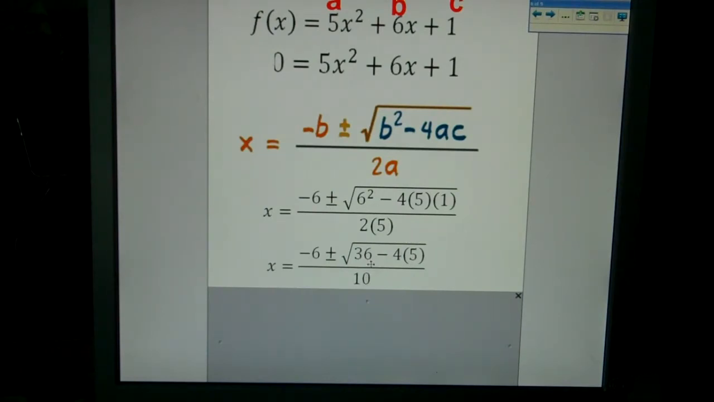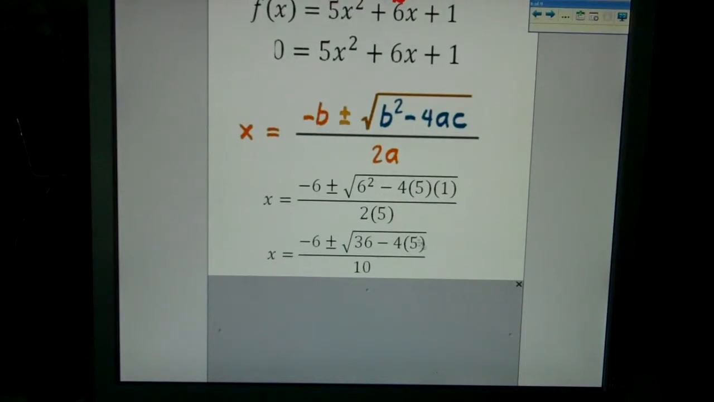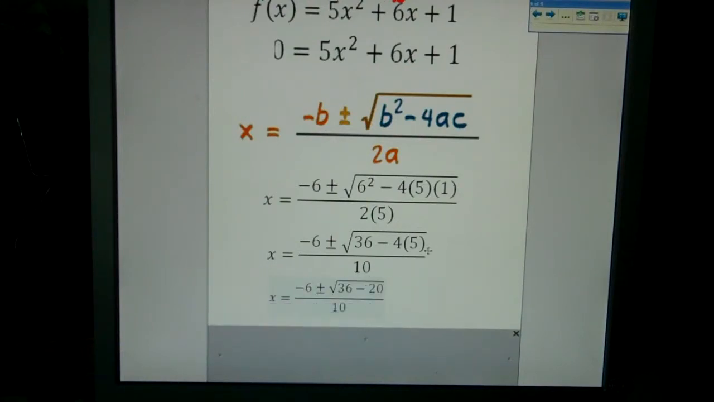6 squared, that became 36. 5 times 1, that was 5. It was 2 times 5, which became 10. All right, now I can still clean this up even more. And you might be jumping ahead. You might be really good. You might say 1 times 5 times 4 and put the whole thing there. I'm okay with that. Okay, here we go. 5 times 4 is 20. Negative 6 plus or minus the square root of 36 minus 20 over 10.